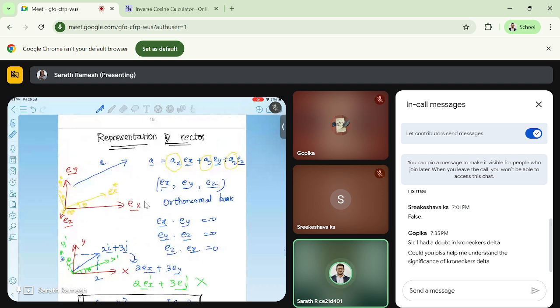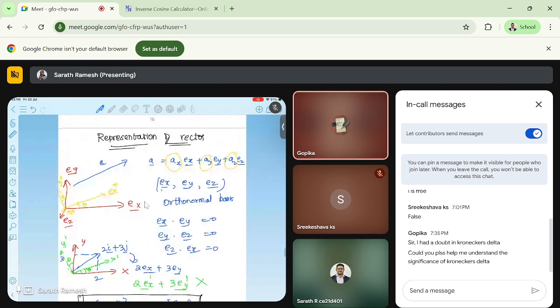If you have any questions, please feel free to unmute and ask. I am seeing one question in the chat. I had a doubt in Kronecker delta. Can you please help me understand the significance of Kronecker delta? Gopika, can you elaborate your question?